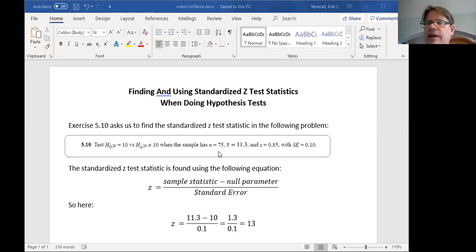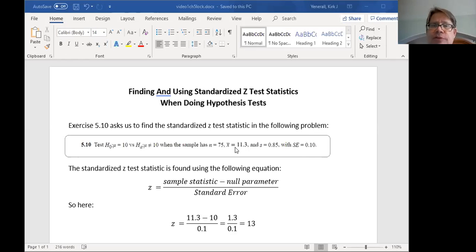And so they take some data. They take a sample of size 75. And from their sample of size 75, they find a sample mean of 11.3 with a sample standard deviation of 0.85, and it turns out a standard error of 0.10. Remember that standard error is the standard deviation of the x bar. The s is the standard deviation of the variable x itself. The standard error is the standard deviation of our statistic x bar.